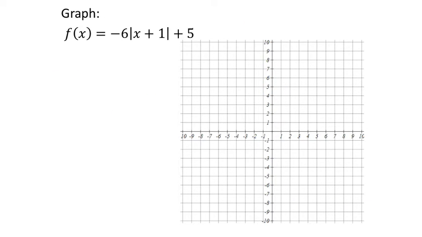All right, here's another absolute value one. Again, the basic shape should be some kind of V shape, but we have a bunch of other stuff happening to this one, not just something being multiplied by it, but then something being added to it as well, not only on the outside, but again on the inside as well.